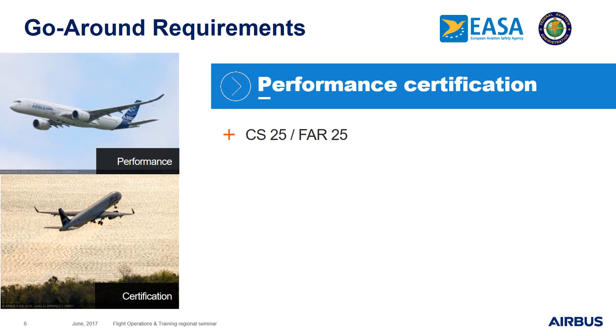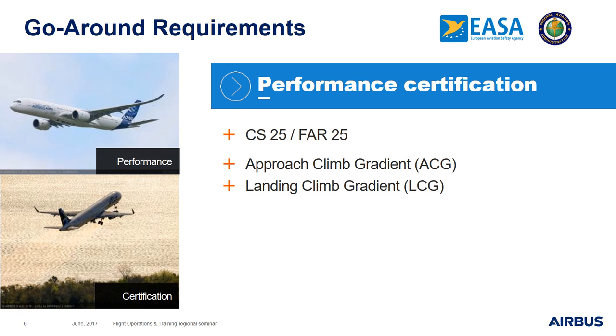During certification, we have to comply with EASA CS25 and FAA FAR 25 requirements. In terms of aircraft performance certification, we need to demonstrate the aircraft capability of maintaining a minimum regulatory gradient during approach climb and landing climb. But we know on Airbus aircraft that the landing climb gradient is less limiting than the approach climb gradient. So we are going to focus on the approach climb gradient.